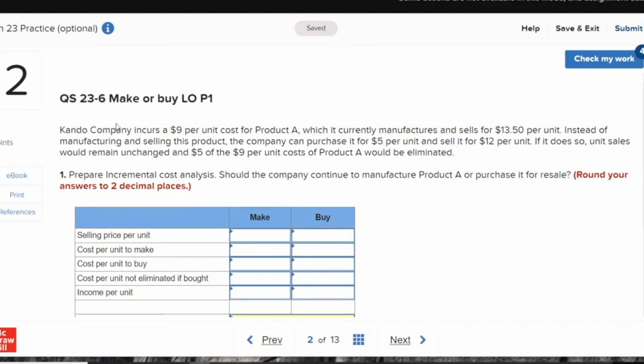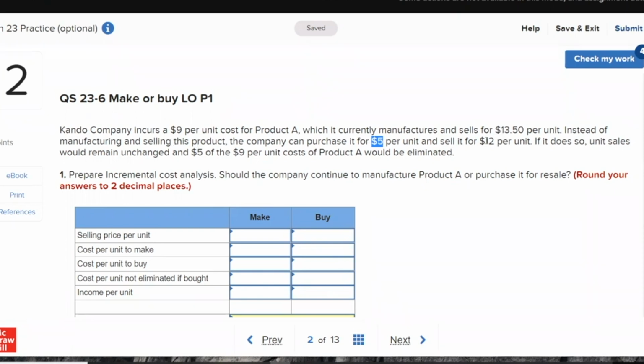QS 23-6, Cando Company incurs a $9 per unit cost for product A, which we currently manufacture, and we sell it for $13.50. So we get $13.50 for it from the customers, and it costs us $9 to make it. So what we're thinking about doing is, instead of making it ourselves, which costs $9, we're thinking about just buying it for $5. Sounds like a good deal, right? Saving $4 by buying it.